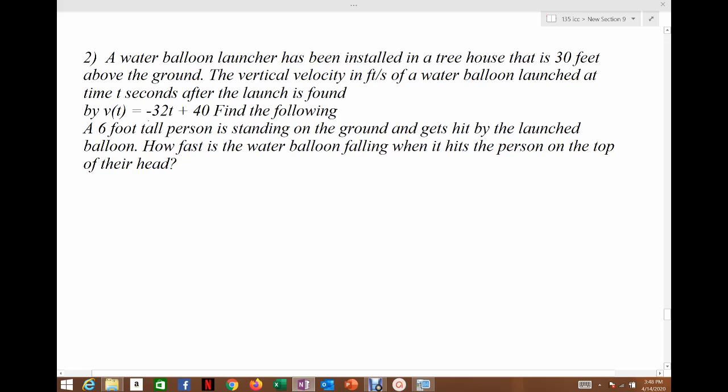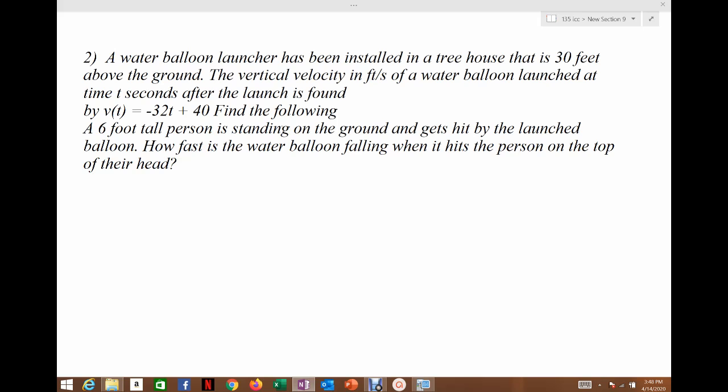And so now we kind of know where these parts come from. The negative 32t comes from the acceleration due to gravity. And the 40 means that's how fast the balloon is traveling when it's released from the launcher, right? That's its initial velocity. So there's the velocity equation. That's how fast the balloon is traveling at any time after it's been launched. So at time 0, it was traveling at 40 feet per second.